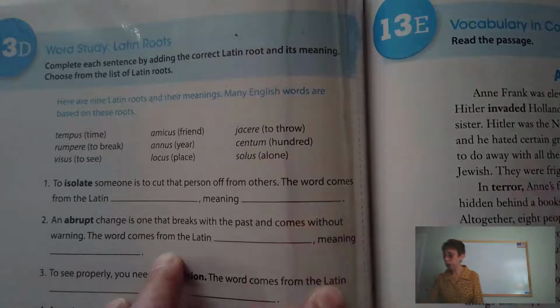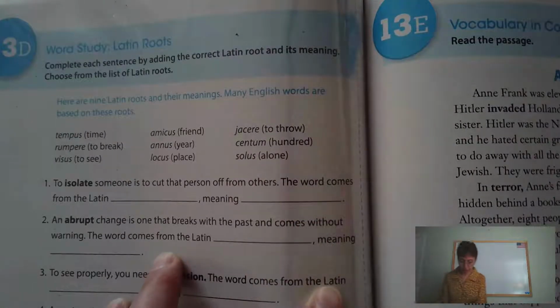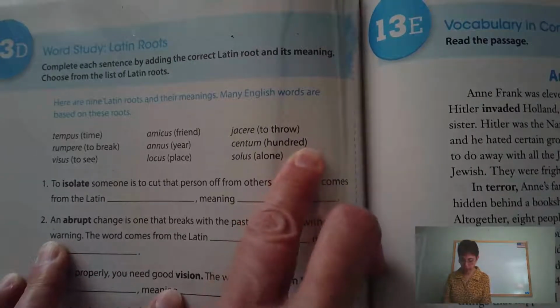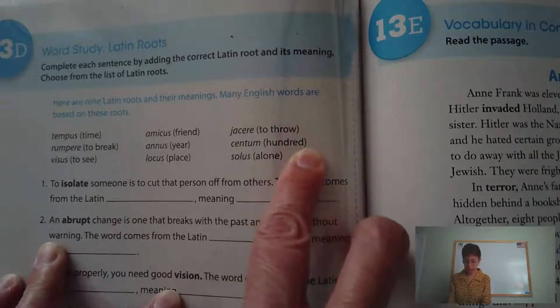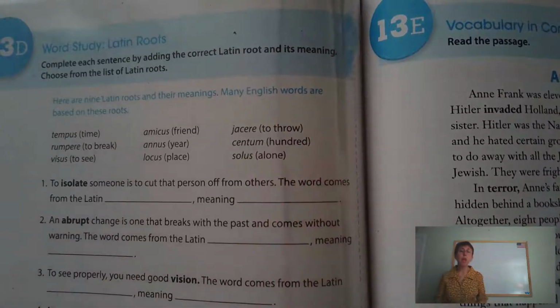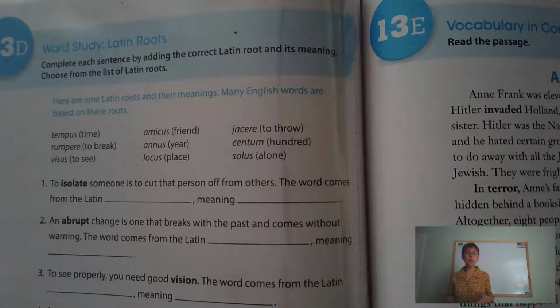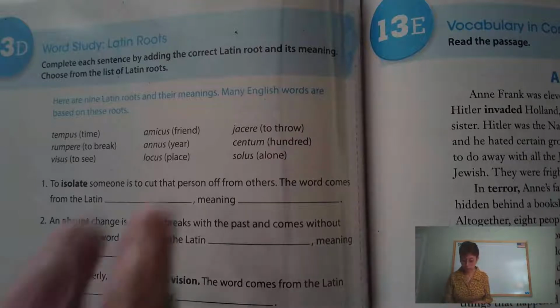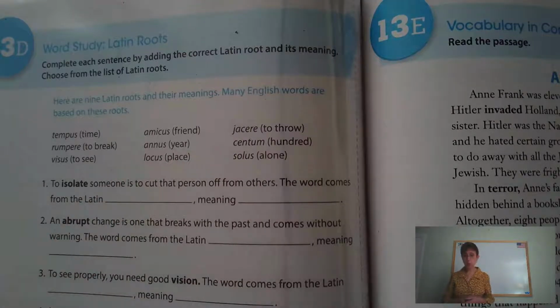And this is called Latin roots. Complete each sentence by adding the correct Latin root and its meaning, and choose from the list of Latin roots. Well, you know that a lot of our words come from other languages, and a lot of our words do come from Latin. And so we're going to take a look here. There are 9 Latin roots and their meanings, and we have a lot of our English words that do come from those Latin roots. So let's take a look.